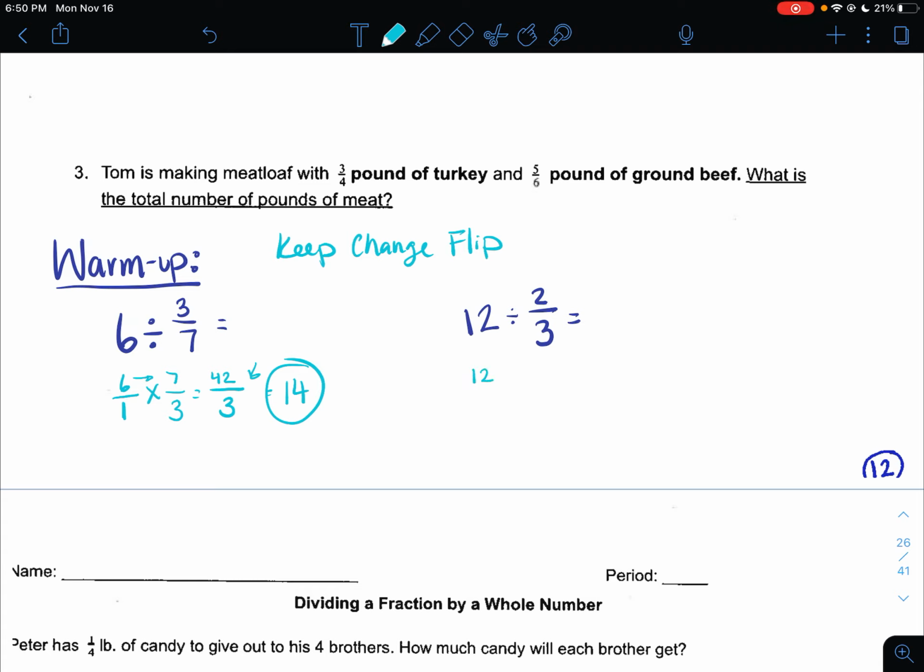So 12 divided by 2/3. So same thing. Keep 12 the same. So 12 stays over 1. We're going to change division to multiplication. Flip or find the reciprocal of 2/3, which is 3 over 2. So then you just multiply. 12 times 3 is 36. 1 times 2 is 2. 36 divided by 2 is 18. Okay, so hopefully you did well on those two problems.